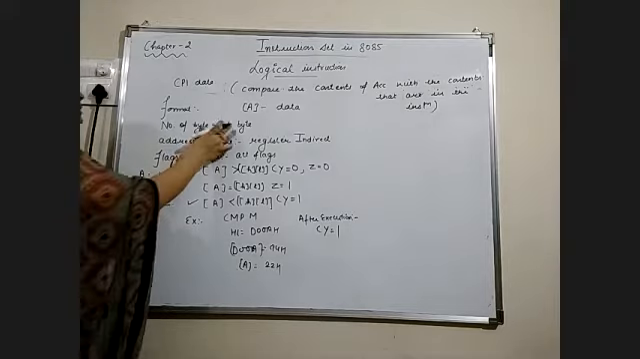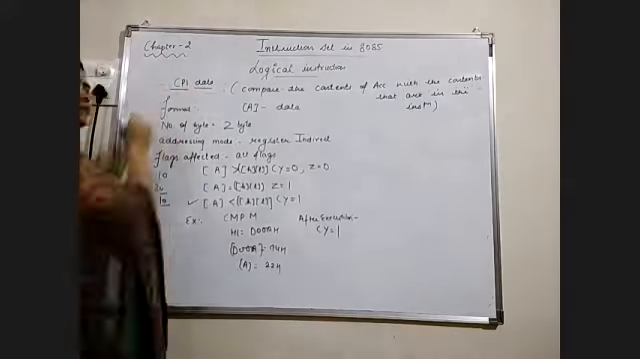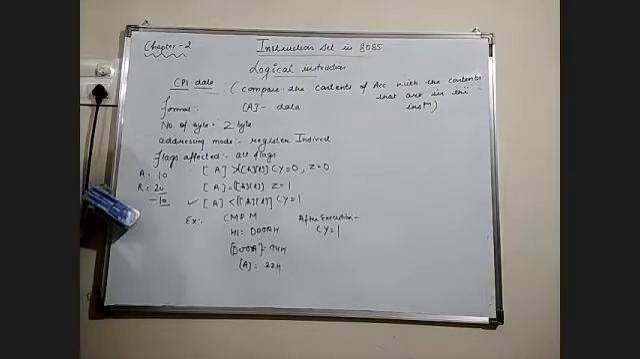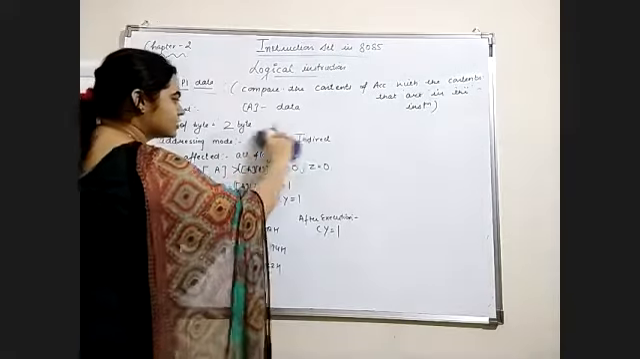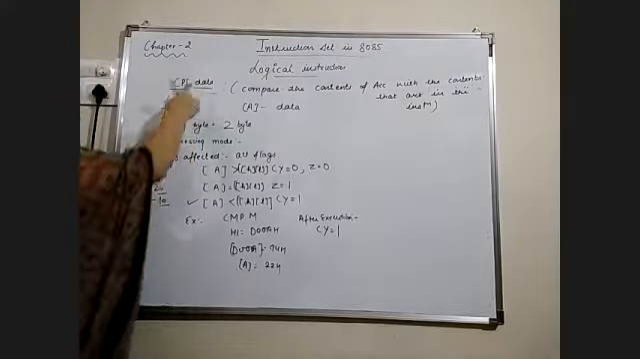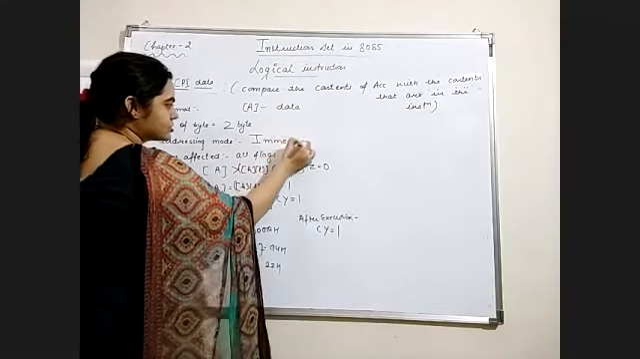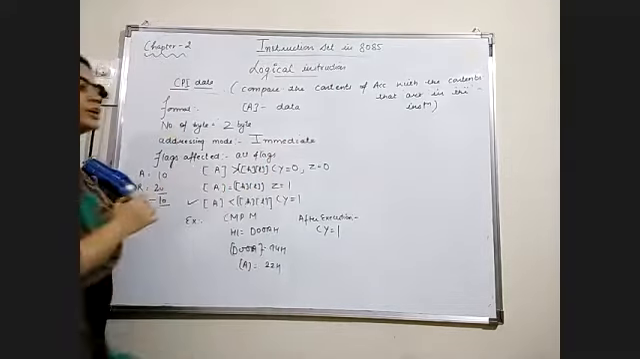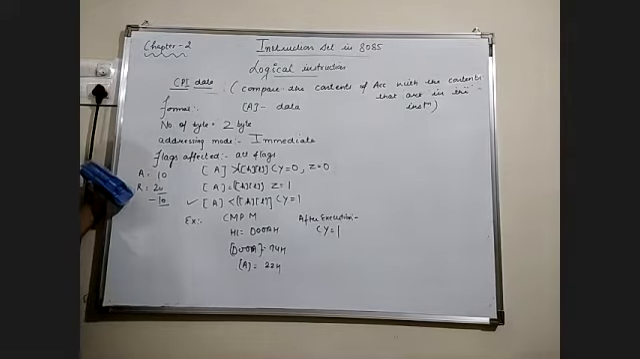So in this case, this instruction will occupy 2 bytes of memory, 1 byte for this data and 1 byte for this opcode, that is CPI. Addressing mode. So the addressing mode of this instruction is immediate addressing mode because I is given in the instruction as well as the data is directly given in the instruction. So this instruction is an immediate type of instruction. Next, flags affected. So again, all the flags will be affected after the execution of this instruction.